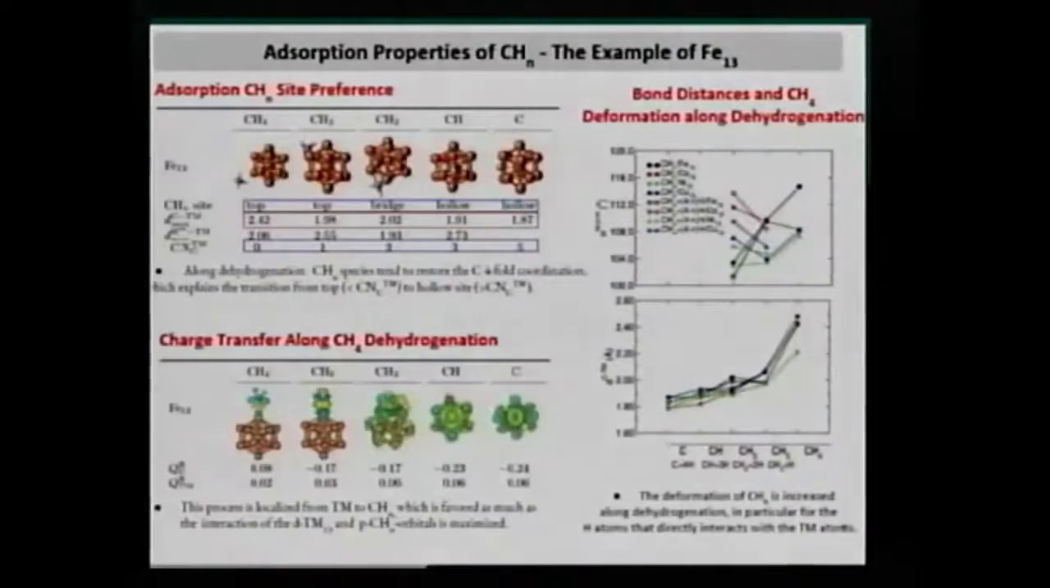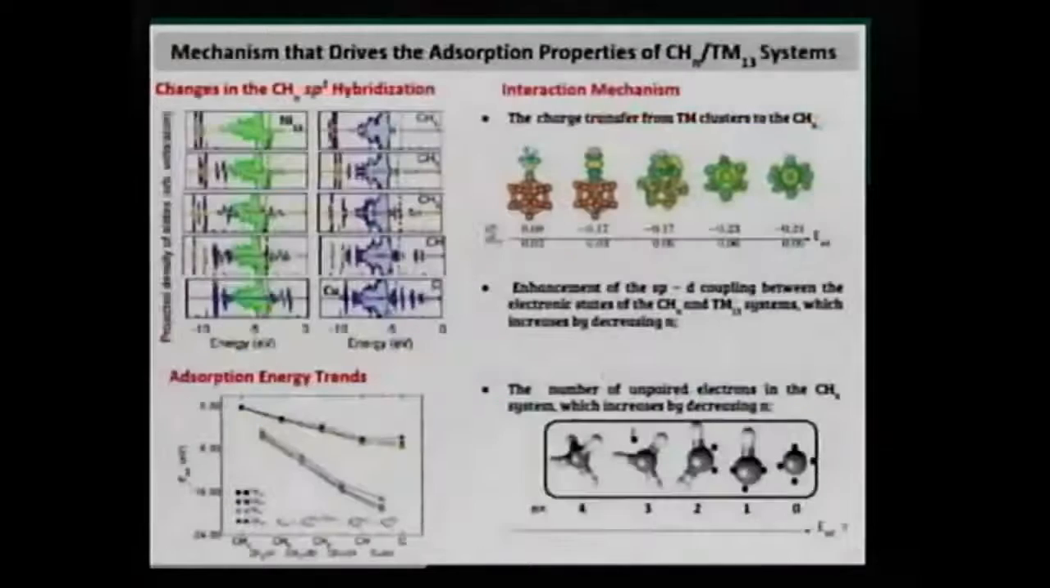Showing here the long hydrogenation, the charge transfer increases from the transition metal to the CH species, which shows that this is a localized process and is maximized or favored when we enhance the interaction of the d metal states with the p states of the CH species. To try to understand better, we also calculated the projected density of states.